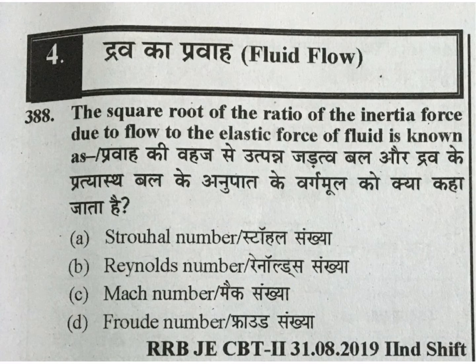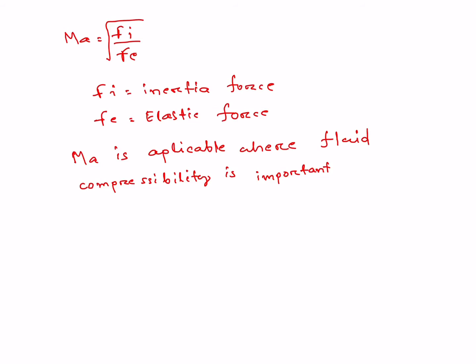The square root of the ratio of the inertia force due to flow to the elastic force of fluid is known as inertia force to elastic force. Answer is Mach number. So Mach number is square root of inertia force by elastic force.